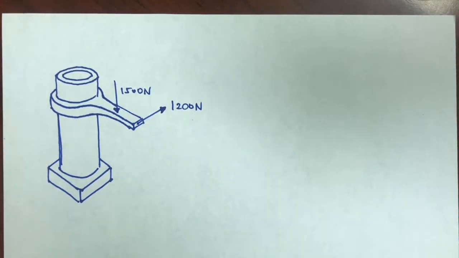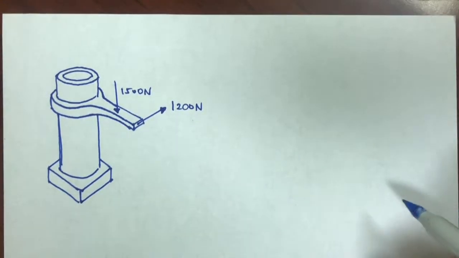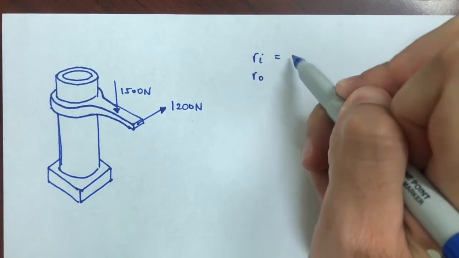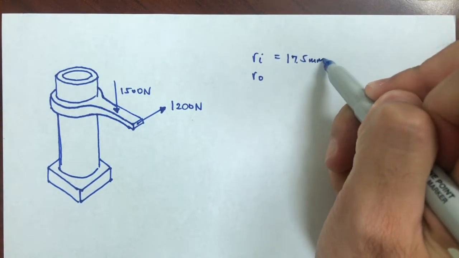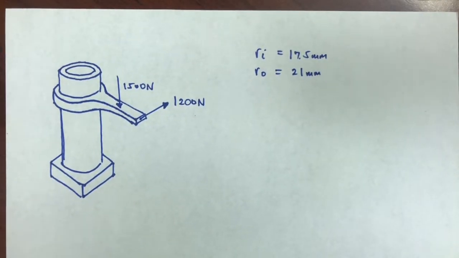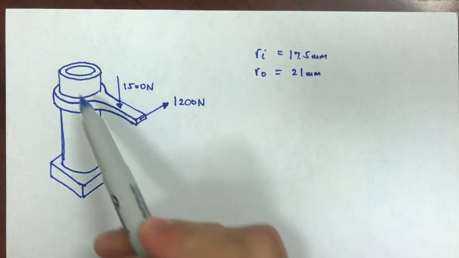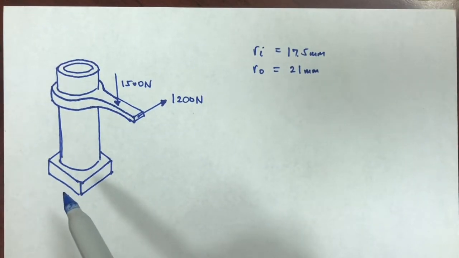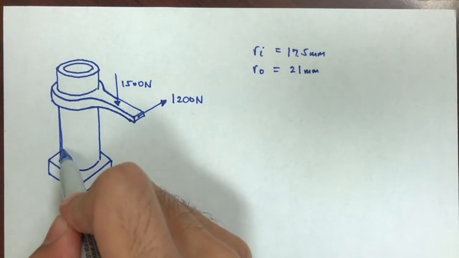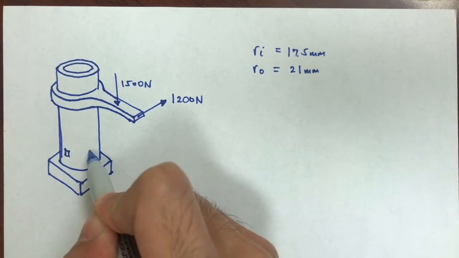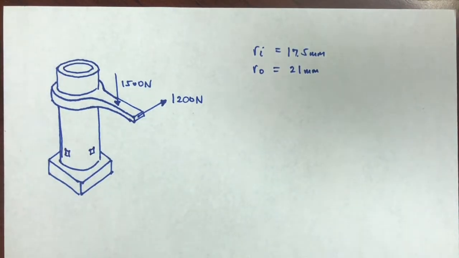Okay, so we have a pipe that has inner radius and outer radius of 17.5 millimeters and 21 millimeters, and it's subjected to some loads using a handle around it. What we want to find is the principal stresses at A and B, and we're going to have some dimensions to where those loads are located.